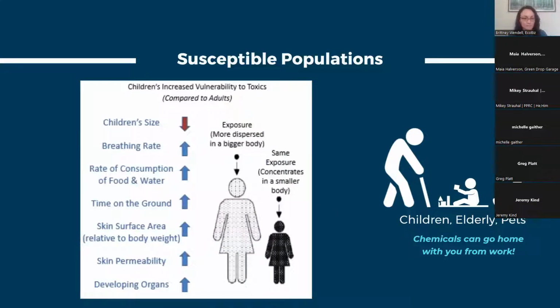And this graphic just shows how children are more vulnerable to toxics because they're smaller than adults. Children intake more chemicals per pound of body weight. And plus they're still developing organs, including their brain, which makes them more susceptible to exposure.